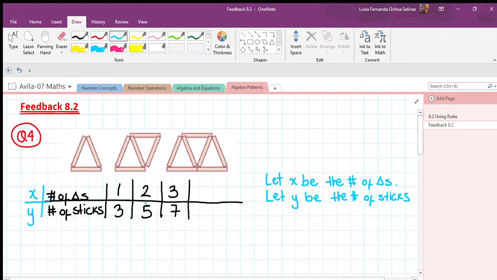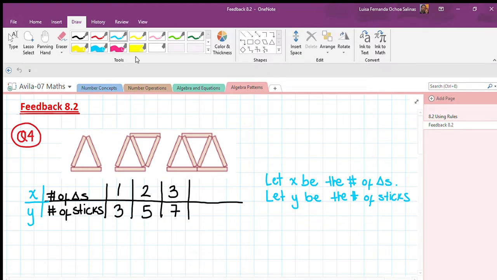Fantastic. Now we're going to see about the relationship. What is happening here? When I was filling in the table, I realized, and I think you did the same thing, that once I have the first one, I'm adding 2 sticks to the previous one, agree? And then I have 2 triangles, and then I add again 2.